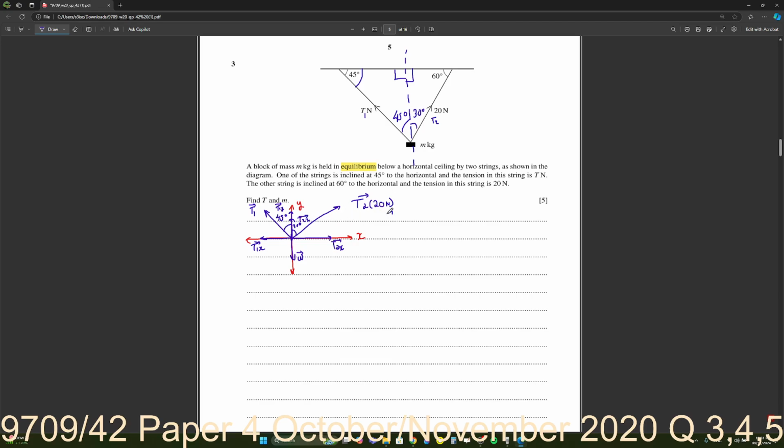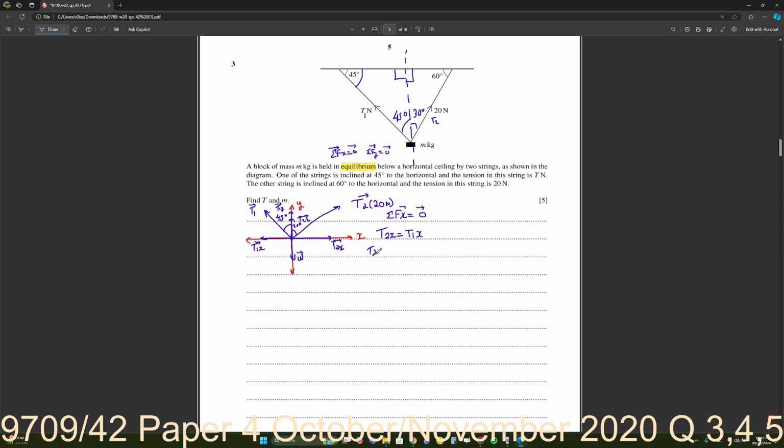We can start by saying that sigma Fx is equal to 0, because it's in equilibrium, right? So I'm going to put a note up here: sigma Fx is equal to 0, sigma Fy is equal to 0. Sigma Fx equals 0 means all the horizontal forces on the right are equal to all the horizontal forces on the left. So T2x is equal to T1x.